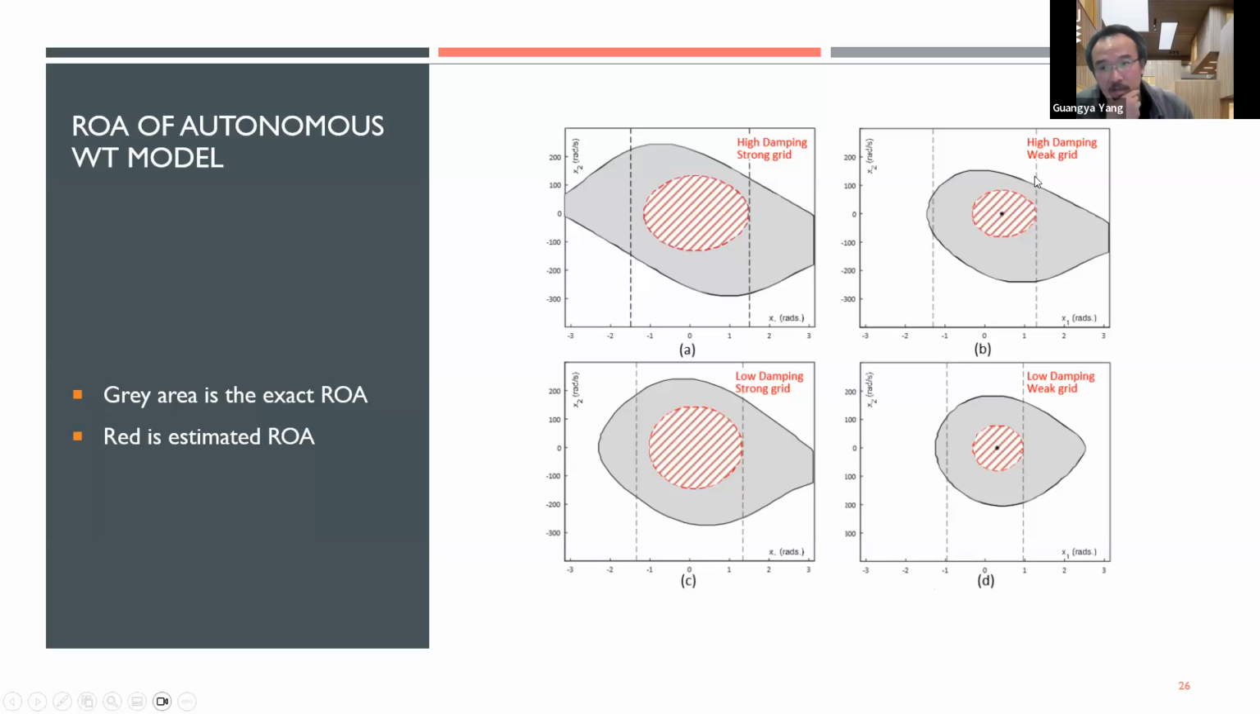When you have high damping and a weak grid, you can see that the theoretical region of attraction is also reduced, and the region of attraction identified by the damping boundary condition is also reduced. If you have low damping and a strong grid, you have this one. But basically this shows that when you have low damping and a weak grid, you have the smallest region of attraction identified, both the theoretical one and the estimated one using the damping conditions.